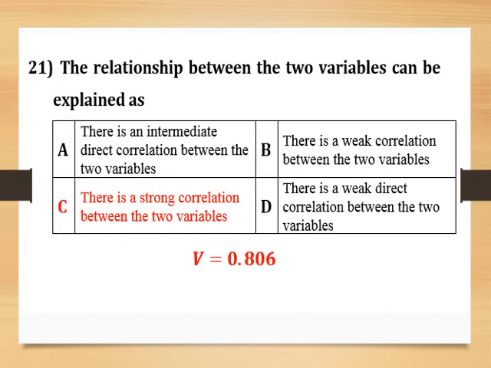The relation between the two variables can be explained as: Cramer's coefficient V equals 0.18. So the relation is a strong correlation, or strong relationship, between the two variables. The correct answer is number C.